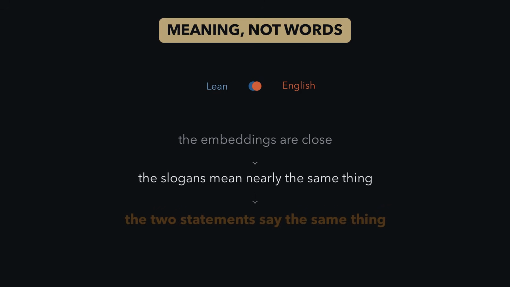When the embedding of a Lean statement slogan and the embedding of an informal statement slogan are this close, it means they're saying very nearly the same thing. This in turn becomes a strong candidate that these two statements might be saying the same thing, which is exactly what we're looking for in terms of a match.